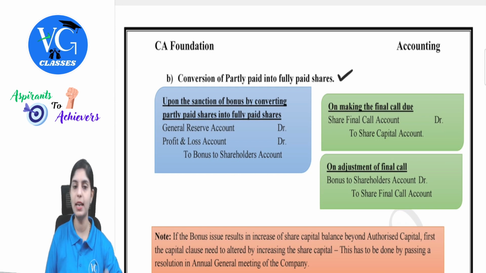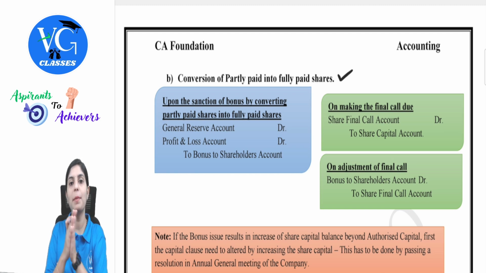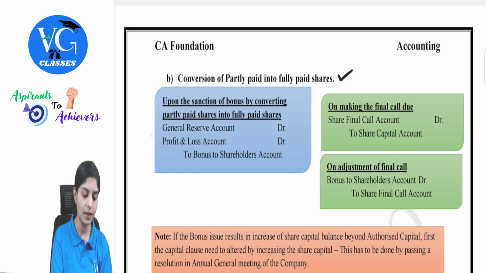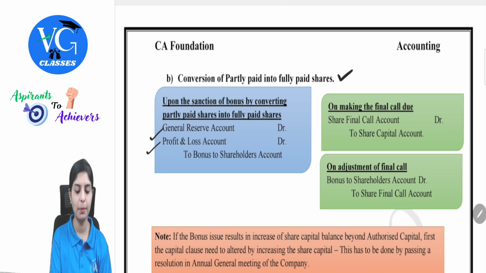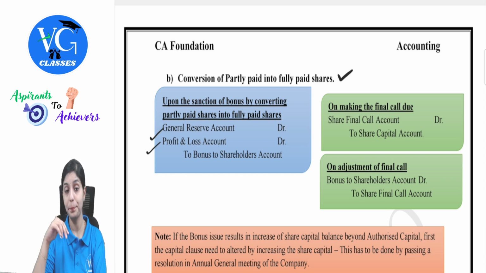So what would be remaining? Capital redemption reserve gone. Capital reserve also gone on the same note. Securities premium gone. So the remaining is nothing but our free reserves. If you are converting partly paid into fully paid, this is the entry we observe: general reserve account debit, P&L account debit to bonus to shareholders. Due entry, upon the sanction of bonus by converting partly paid into fully paid.